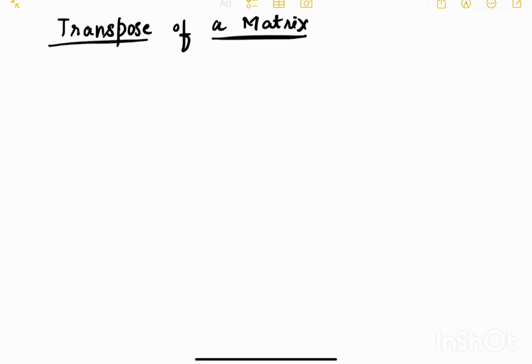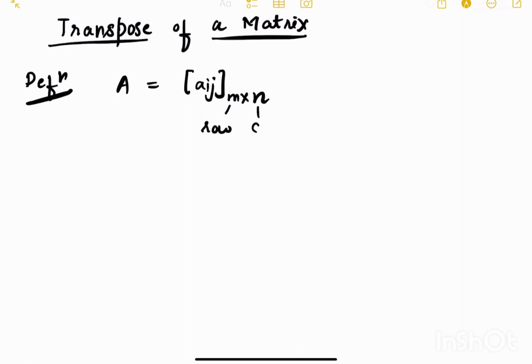So, today we will be focusing on the topic transpose of a matrix. I will just explain it in the simplest form. For example, we have a matrix A, and we know it well that in general representation, it is Aij with the order m cross n, where m is the number of rows and n is the number of columns.